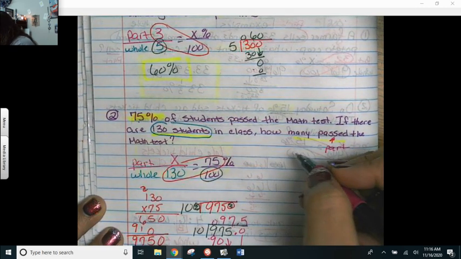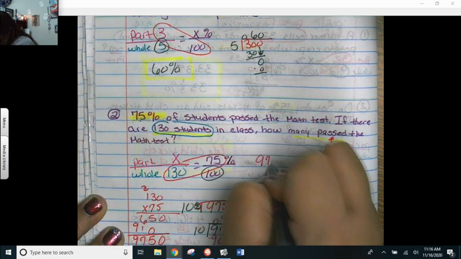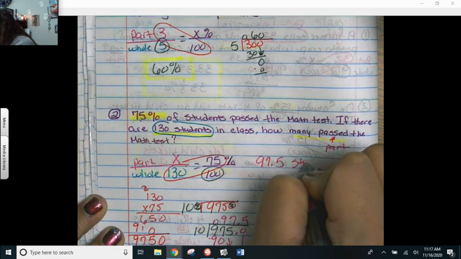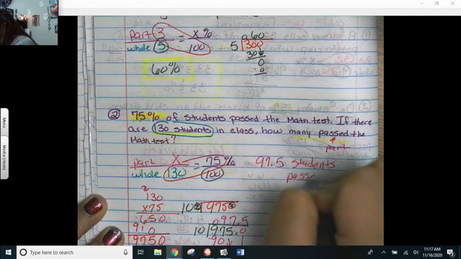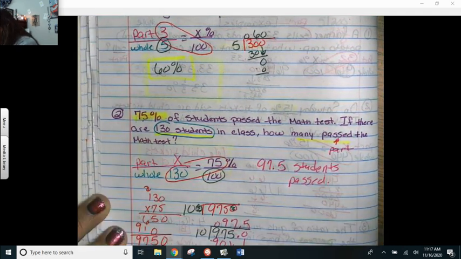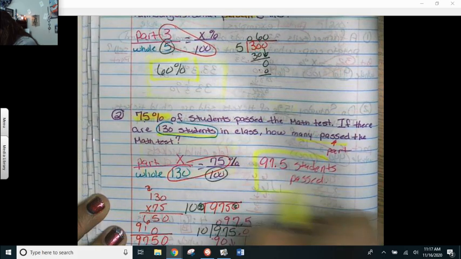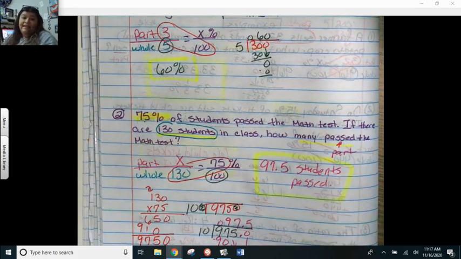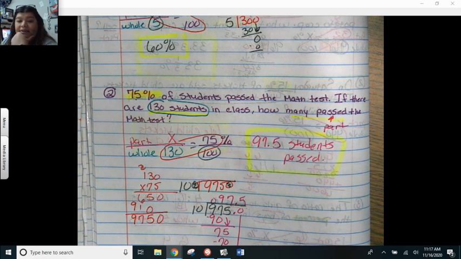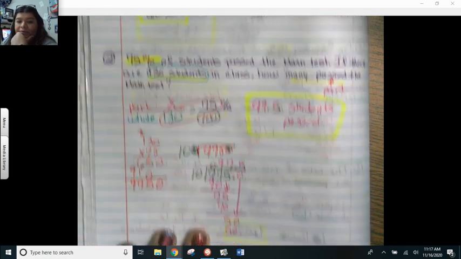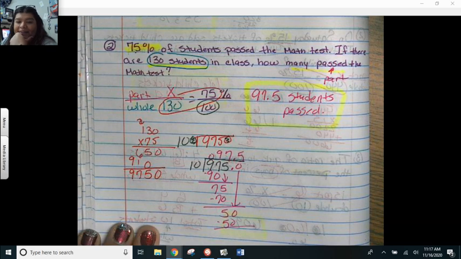So how many passed? 97.5 students passed. Okay. I can't have part of a student, so if you don't see any decimals there, I would just say 97 passed. 97 passed.